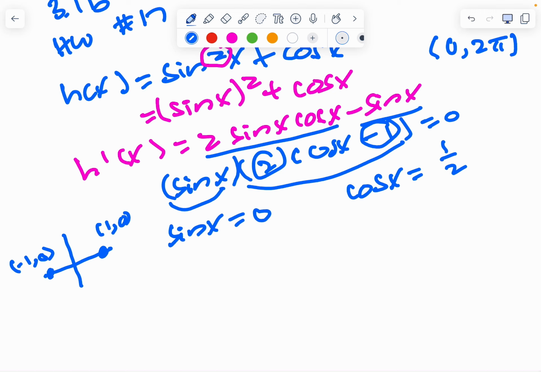And sine is 0 at 1 pi. Y'all good on that? 1 pi. You could write 0 pi as well, but it says not to include it, so I'm not going to include that part. So x equals 1 pi.